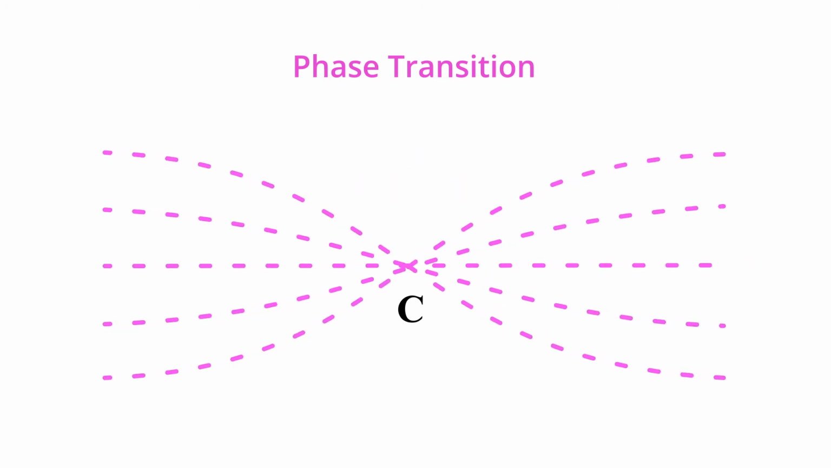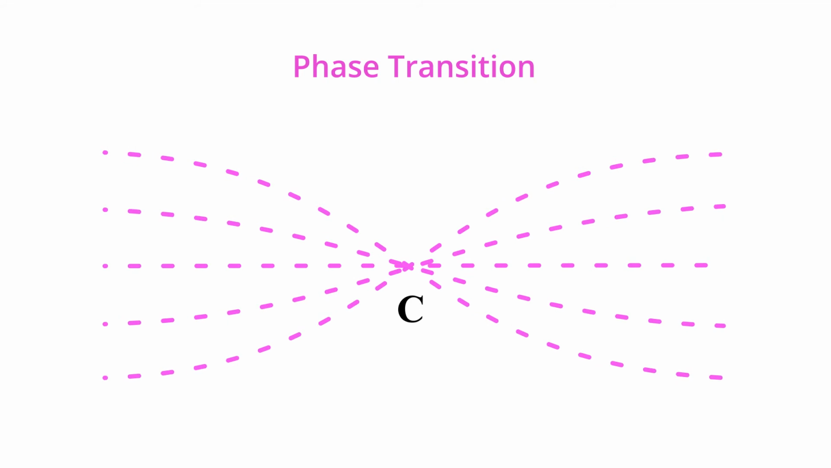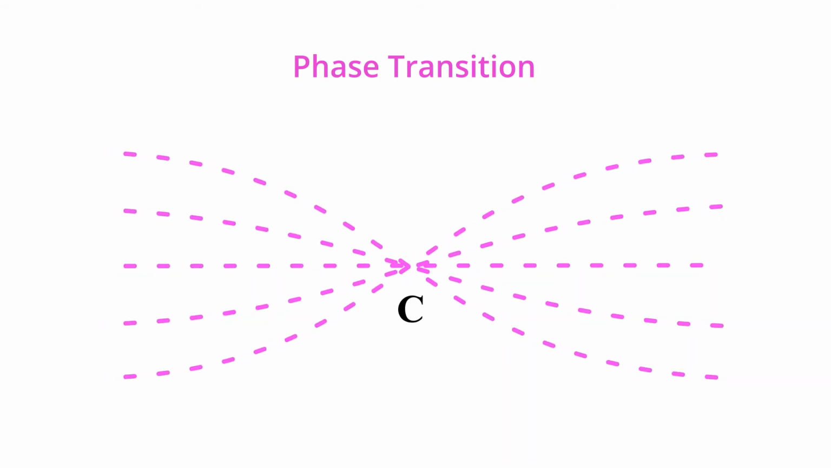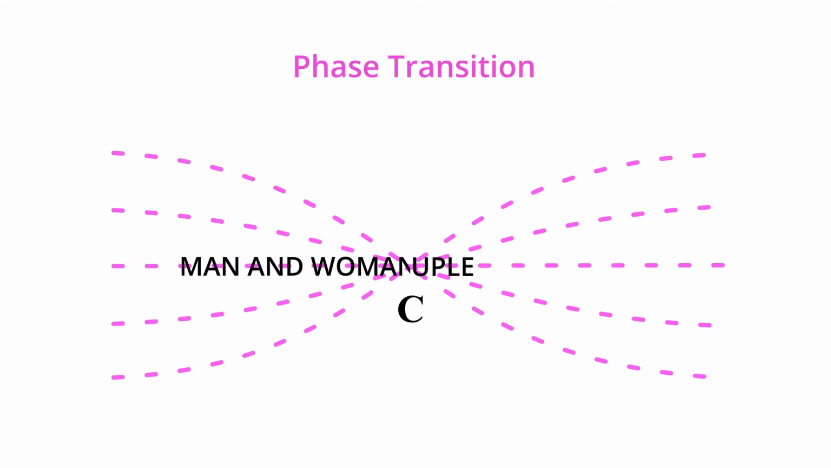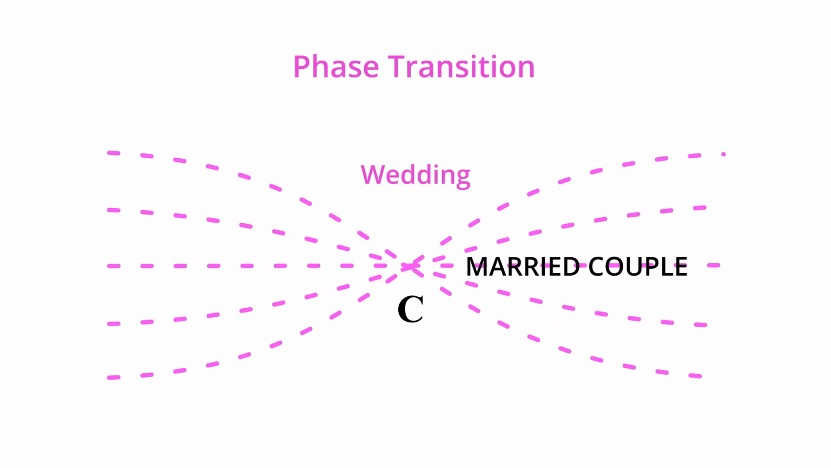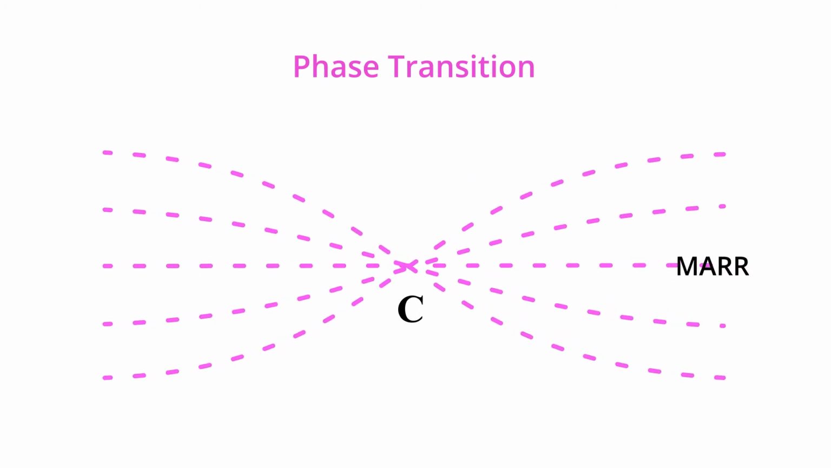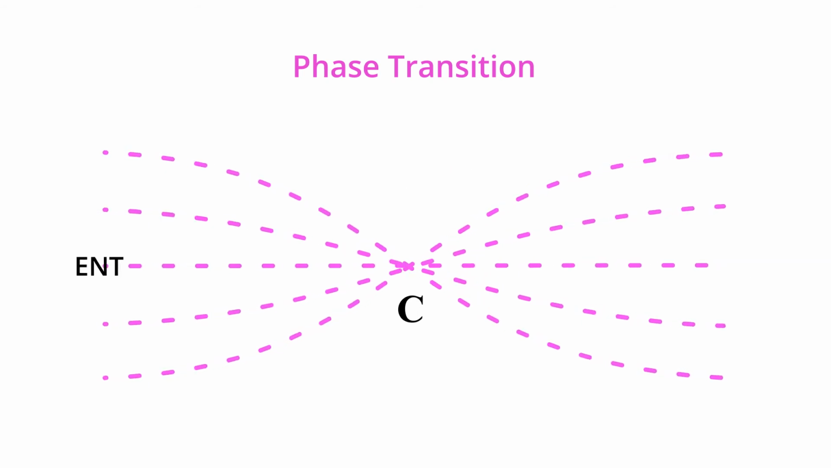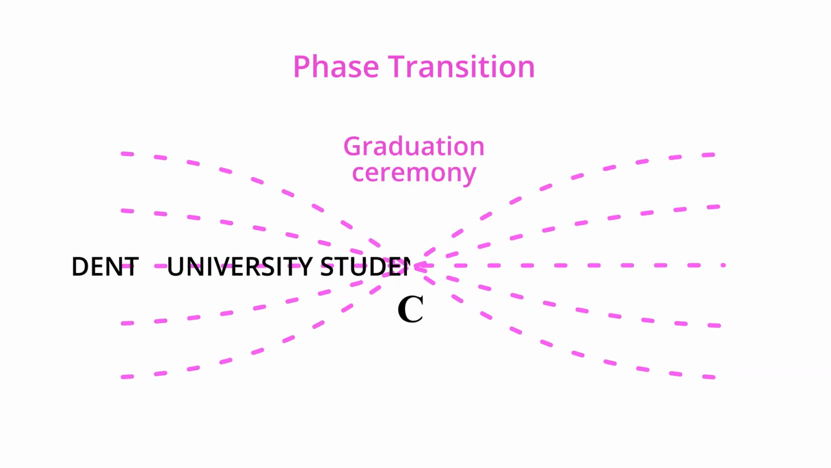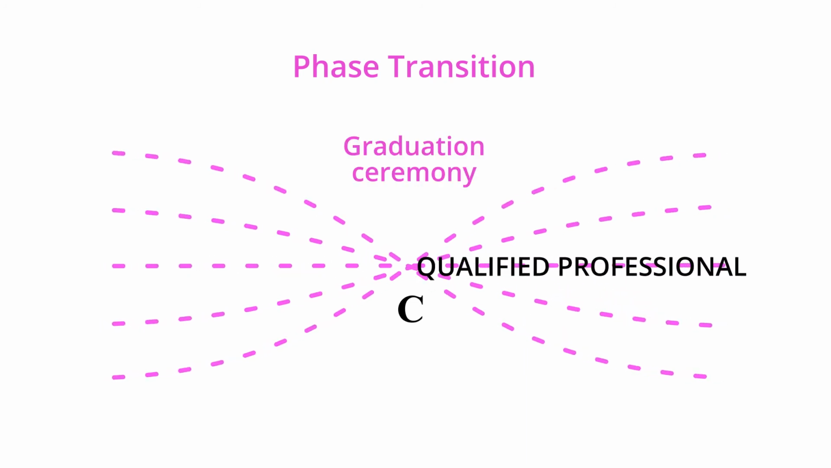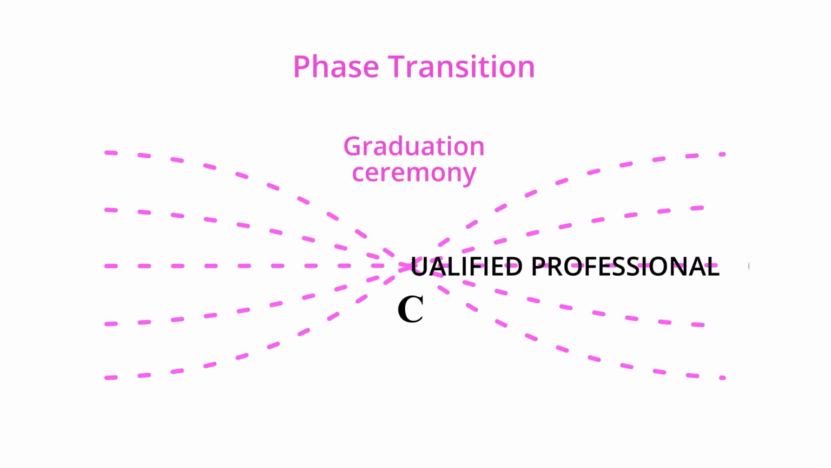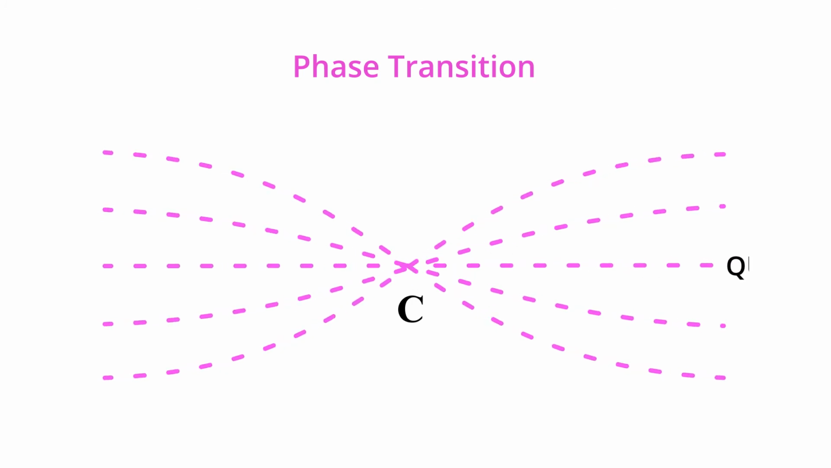This model not only represents lifeless events but also intelligence-driven civilization. For example, when engaged men and women say "I do" in a wedding, they go through a critical point and become a married couple. When university students receive their graduation certificate at their graduation ceremony, they go through the critical point and become qualified professionals.